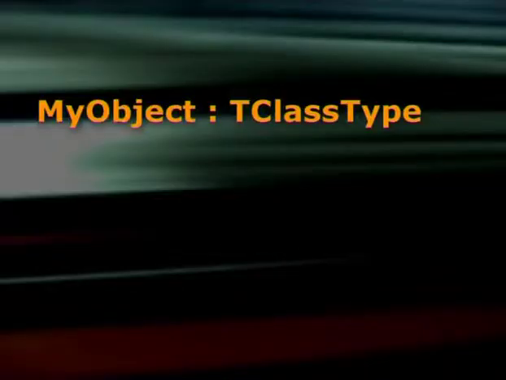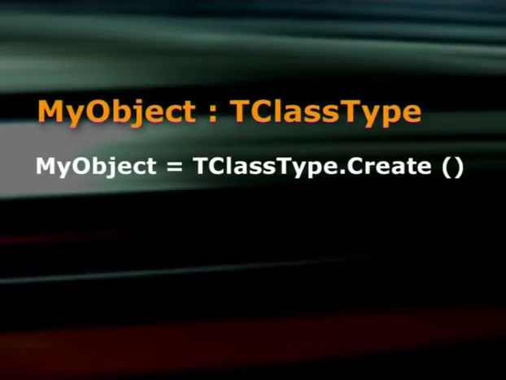Let's look at an example where a constructor is used in a program. Here, the programmer states that my object is of that class type. The programmer then calls the constructor, which creates the object and returns a reference to the object. The programmer can now refer to the object as my object whenever he uses it in the program.